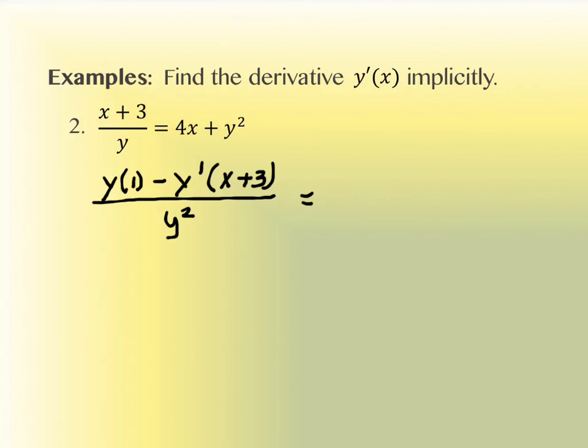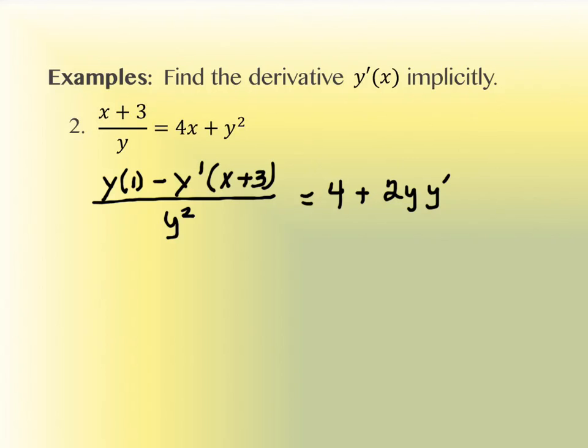What is the derivative of 4x? 4. And what is the derivative of y squared? 2y, and then y prime. The derivative of y squared would be the 2y, and the derivative of the y, which is sort of like an inside function, so there's a chain rule really going on there, is y prime.